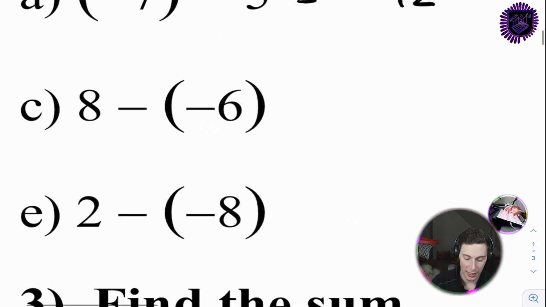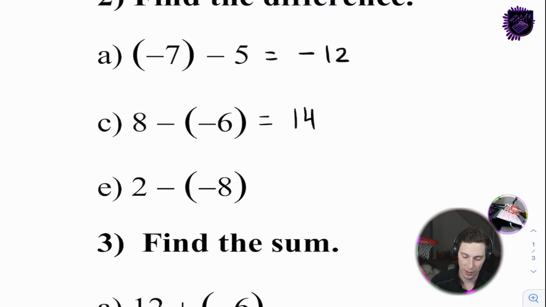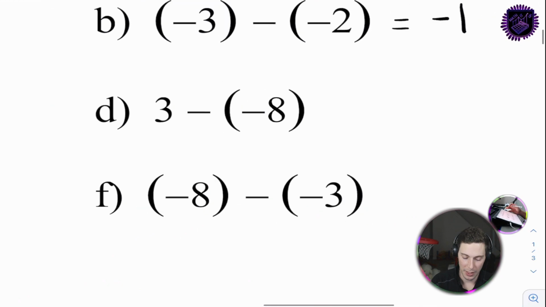Negative 8 minus negative 6. So now we're minusing a negative, which is like adding a positive. So we're going to be 14. 8 plus 6, 14. Negative 3 minus negative 8. So we're minusing a negative again. So minusing a negative is like adding a positive. It's like adding 3 plus 8 is equal to 11.